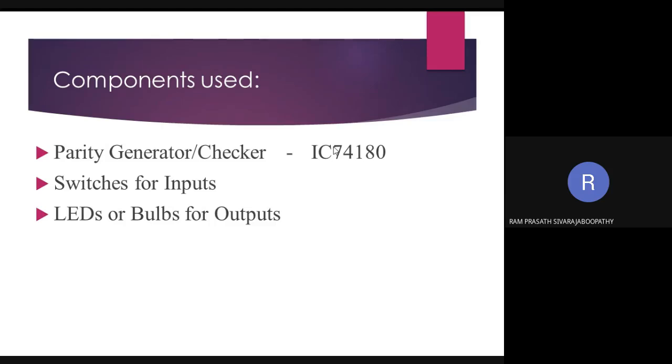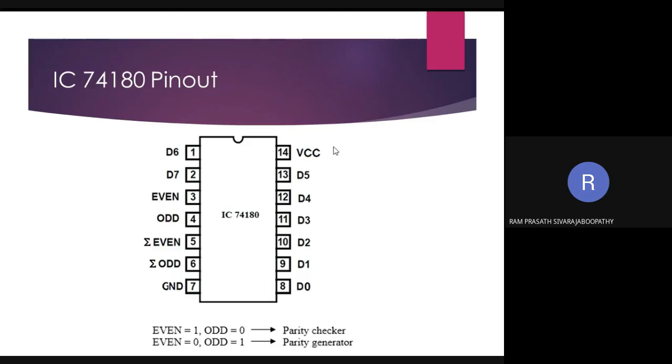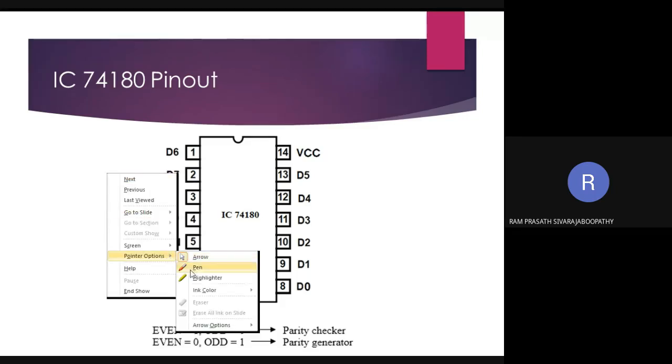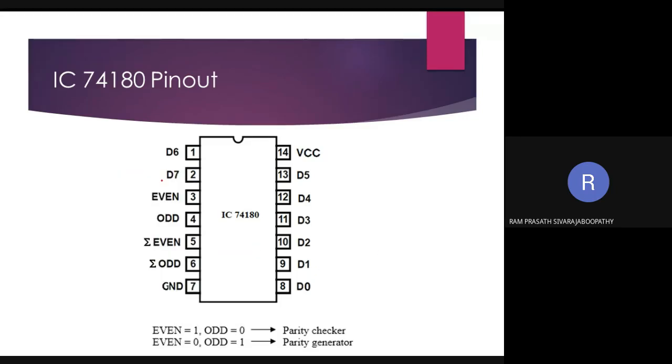So the parity generator checker IC number is 74180. Okay. Then we need switches for input and LEDs for output. So this is the pinout of 74180. Okay? See what inputs you can identify here. See what data inputs we can give. D7 to D0. So this we can say is the data input.